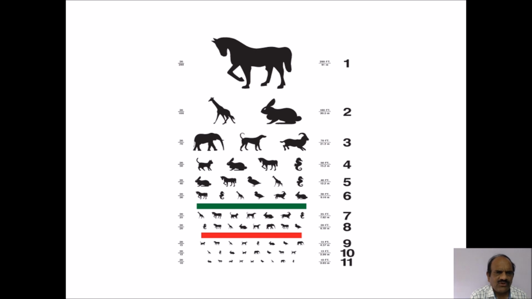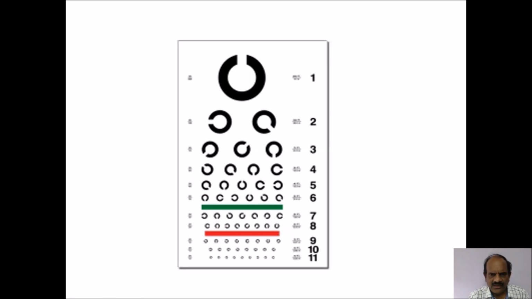Now there are different types of these charts. For illiterate individuals, we can use this type of chart, where instead of letters we use different animal pictures of different sizes, and they are read from the same distance of 6 meters, and from that we can determine the visual acuity for far vision. Now this type is called the C type of chart, a Landolt chart, and the principle is the same.